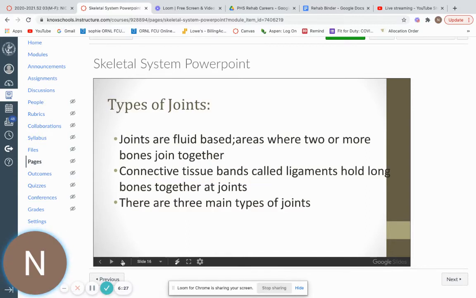Types of joints. Today you're going to look at a crash course video over types of joints. I'm going to go over 3 types with you. On your daily instructions, there is a reference sheet. I wrote down the different types of joints, and I made a little chart for you. I'll print that out for you also.